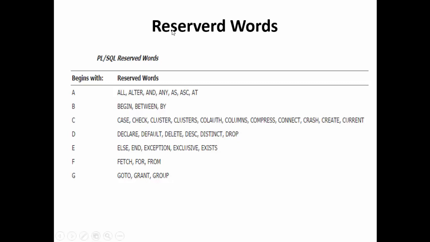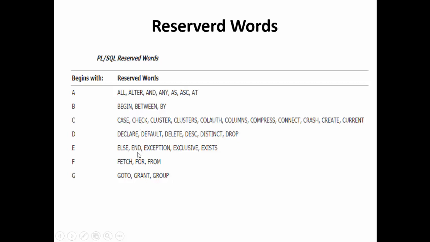So some of the reserved words are here. I put them in alphabetical order. Look at this, all reserved words: all, alter, and, any, as, asc, at, begin, between, by. All these are the PL/SQL reserved words.